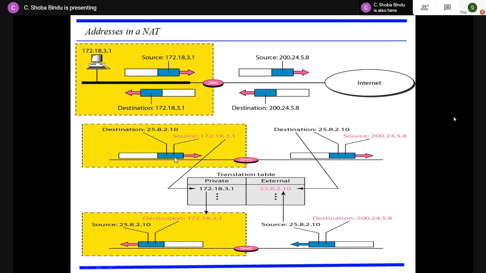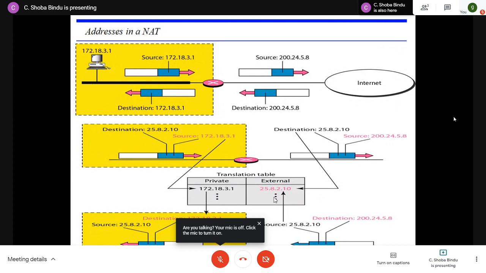Once the router receives this packet, it looks at the source and the destination, and then makes a note of this in the translation table. Then it forwards the packet to the outside world, replacing the source IP address with the public IP. When it gets back the reply for this, it checks the source of this particular packet. This is the response to the previous packet, so the source will be the destination address here in the response.